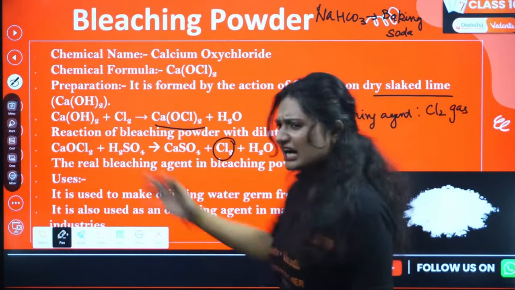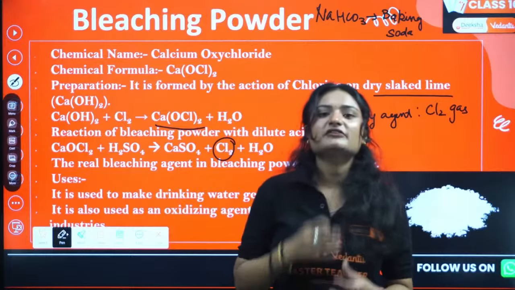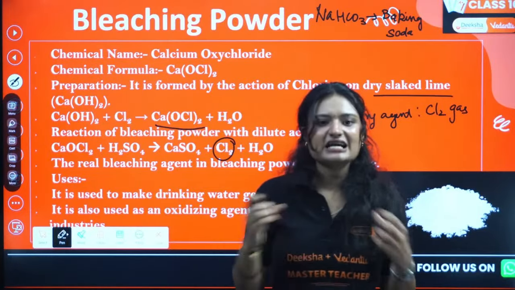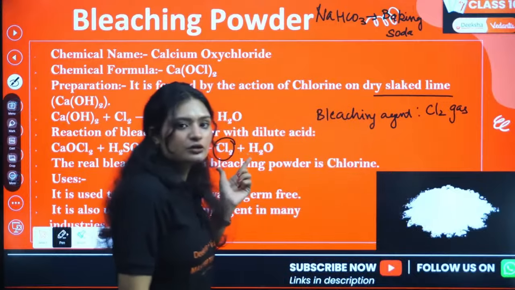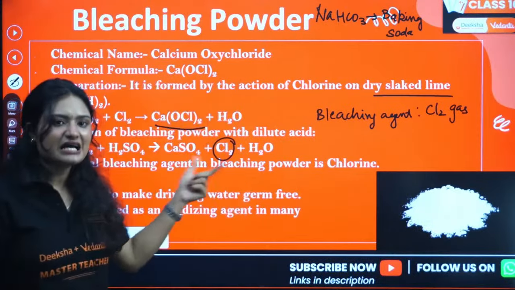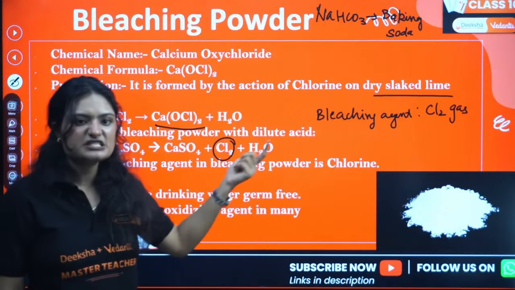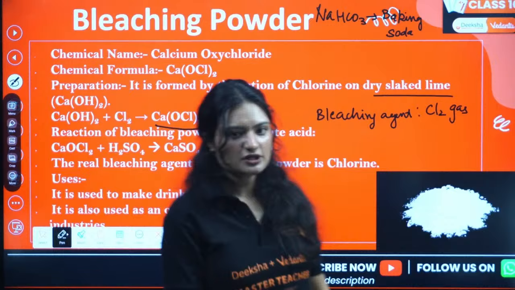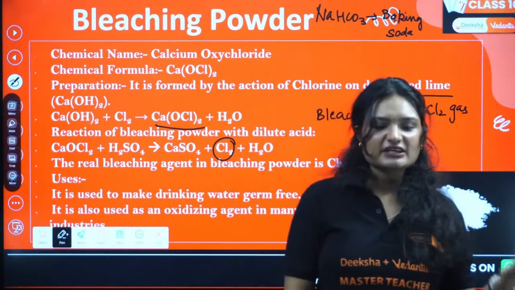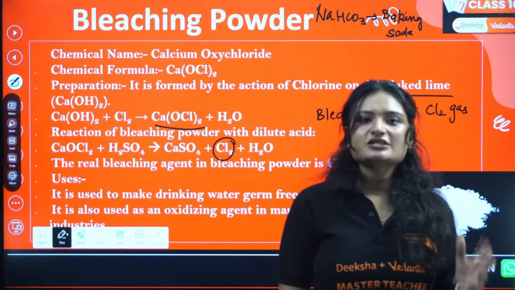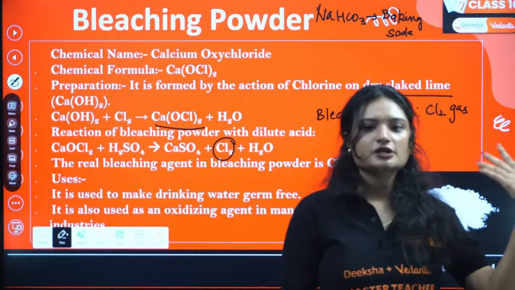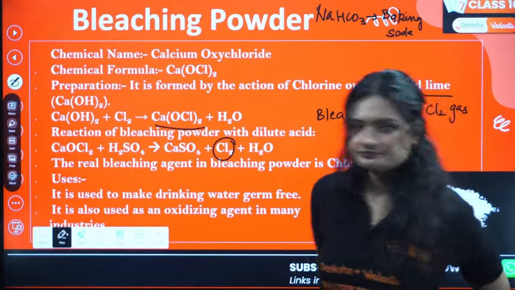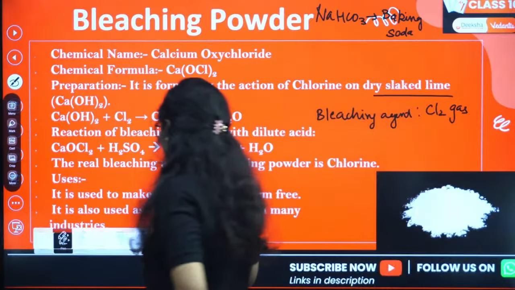Okay, how do you activate it? By treating it with any dilute acid. If you treat bleaching powder with any acid, chlorine gas will evolve, and this will act as the bleaching agent. Your purpose will be served. Now where do you use bleaching powder? To disinfect water, also as an oxidizing agent, to bleach hair, to bleach clothes. That's where you use bleaching powder. Okay, moving on.